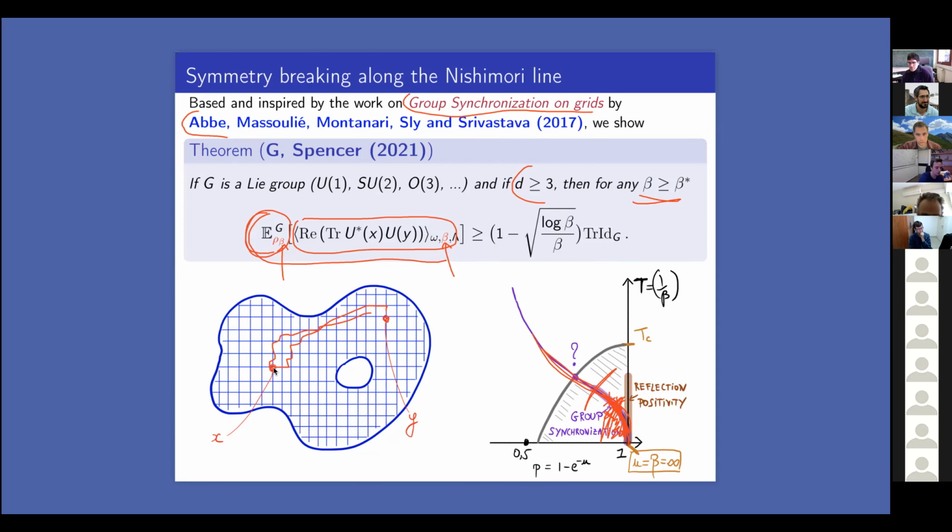And similarly, you could also do a long range version of this. This would work equally well. So you don't need much on the lattice structure besides being able to do this Benjamini-Pimentel-Perez result.